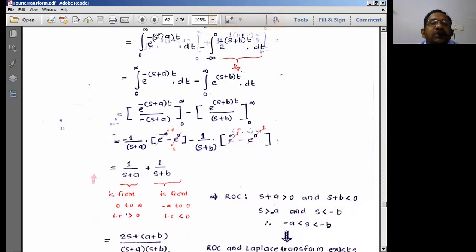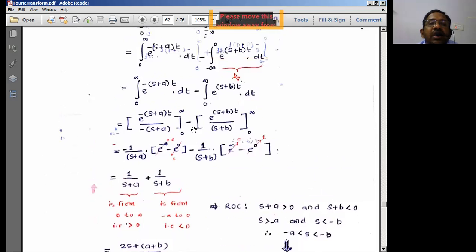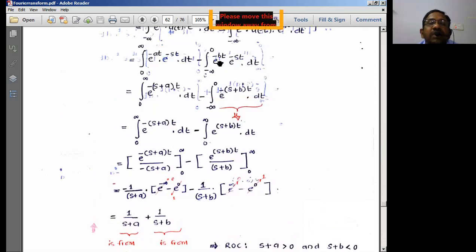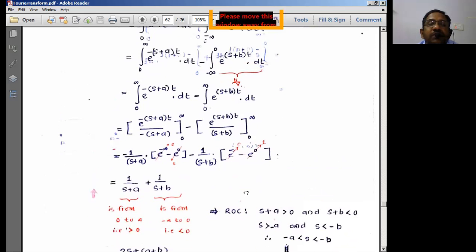So what about the integration of this? e power minus of (s minus a) of t by minus of (s plus a) of t over the limit 0 to infinity. And here I can take minus of the same factor now. Same thing I'll be having here. Minus of (s plus b) I'll be having. So minus of (s plus b) I can just take over the limits minus infinity to plus infinity.